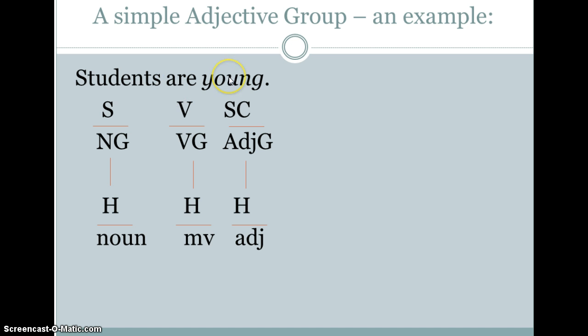And then we have the subject complement. Since are is a form of to be, which is a linking verb, it takes a subject complement, and in this case the subject complement is an adjective group. Also this word group is a simple group with just a head consisting of an adjective.